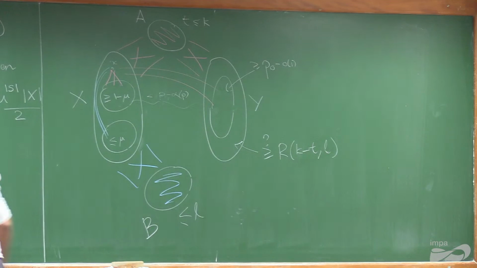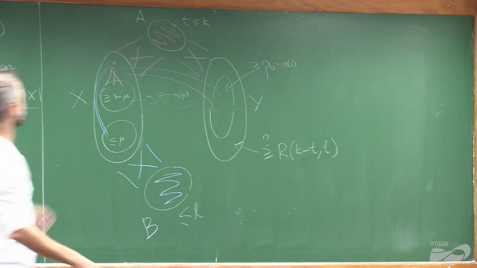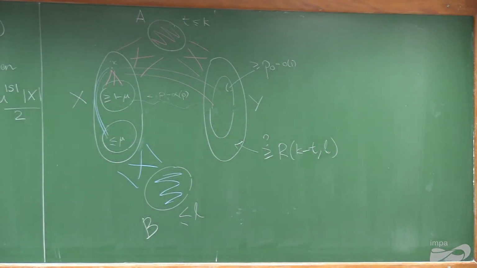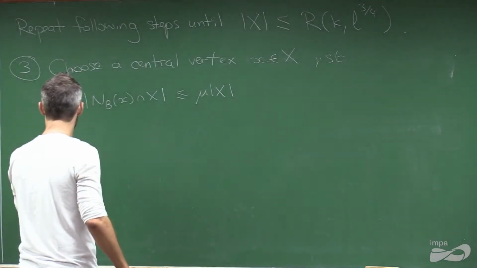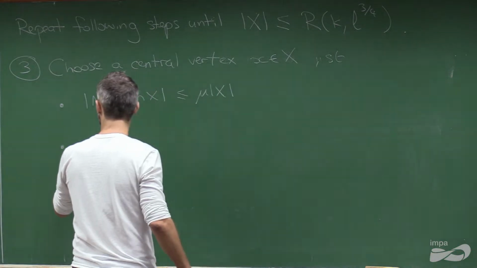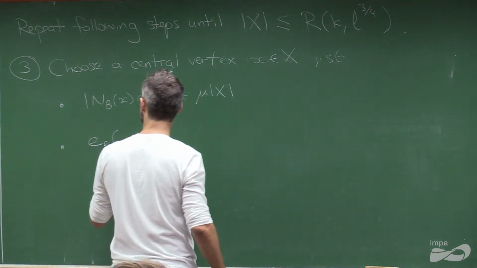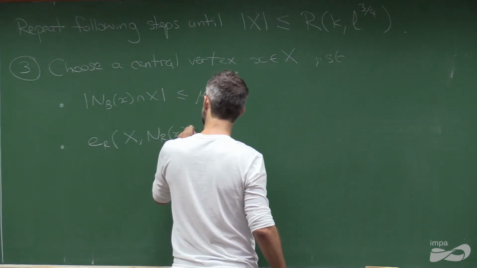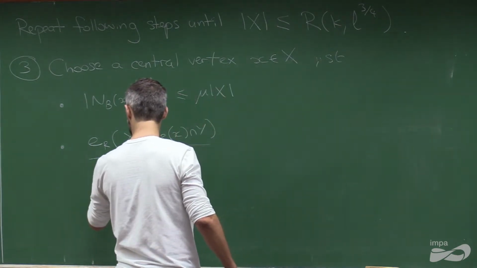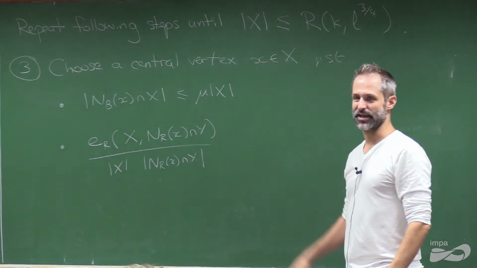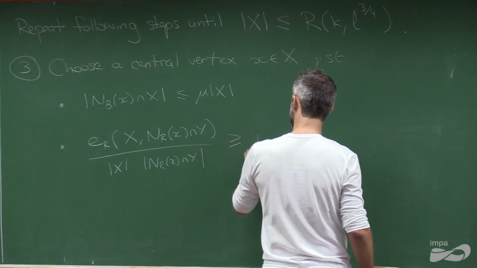So we need to make sure that when we choose x, the red neighborhood has density roughly p to x. By central I just mean it's the vertex whose neighborhoods we're dealing with. Basically, the density of red edges between x and the red neighborhood of x in y, divided by the size of x times the size of the red neighborhood in y, should not be too small, at least p minus something.